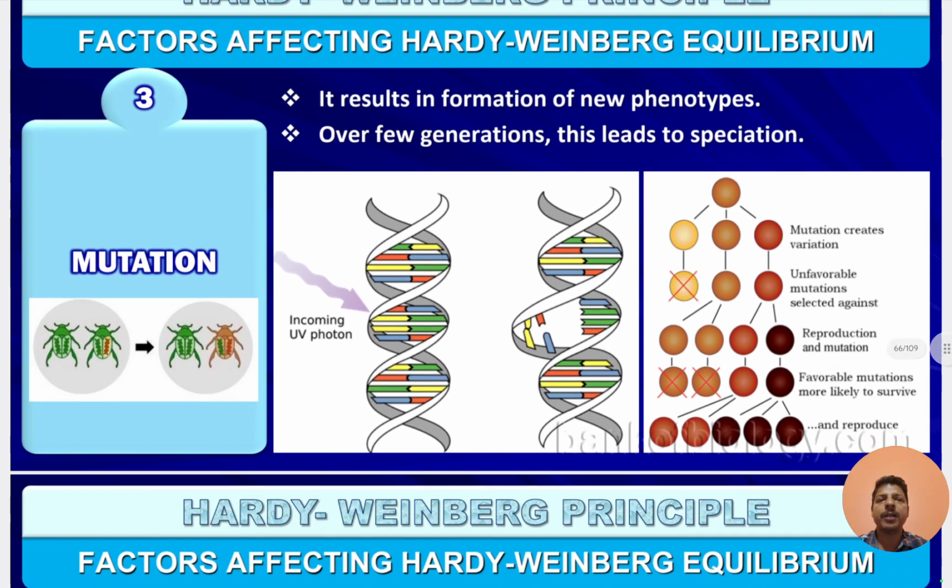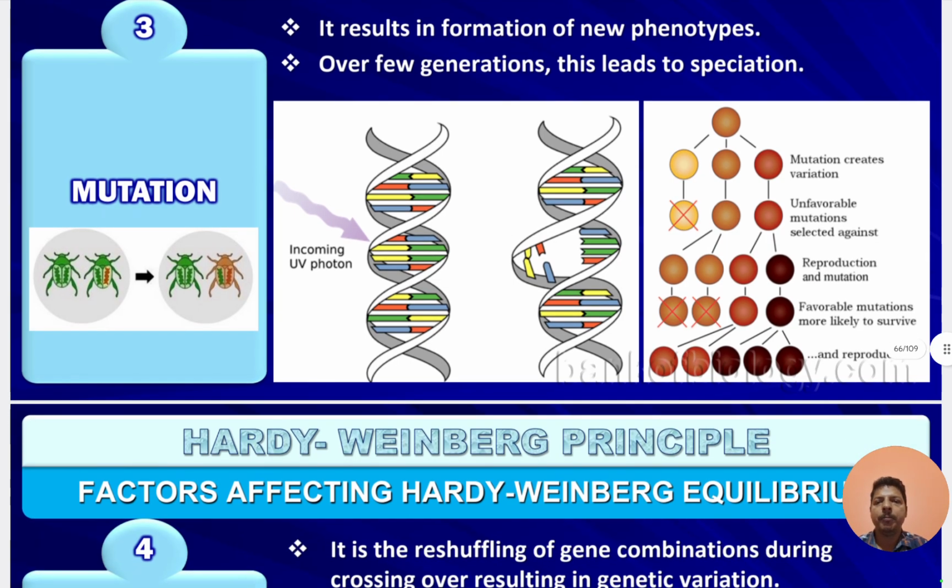Third is mutation. It results in the formation of new phenotypes. Over a few generations, this leads to speciation. Mutation means, like incoming UV photons which can break down the particular DNA structure, and some other chemicals are attached here, and mutation creates variation.